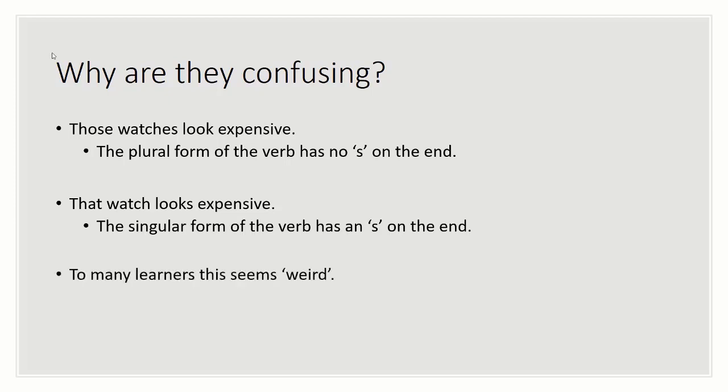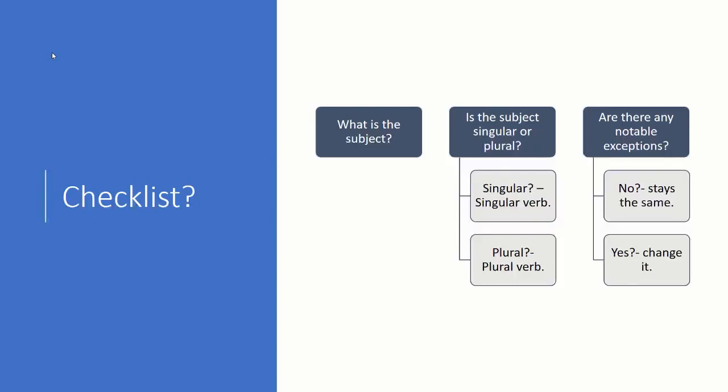To many learners, this seems weird, because what they're doing is they're looking at lots of nouns, and when they look at nouns, most nouns have an S on the end when they're plural. So students automatically assume, okay, if nouns have a plural S on it, then I can just do that with verbs. Not the case. So here's a little checklist that you can think of. Some people like checklists, some people like visuals, so I'm just going to give you a couple of different things so that you can get it clear in your head.